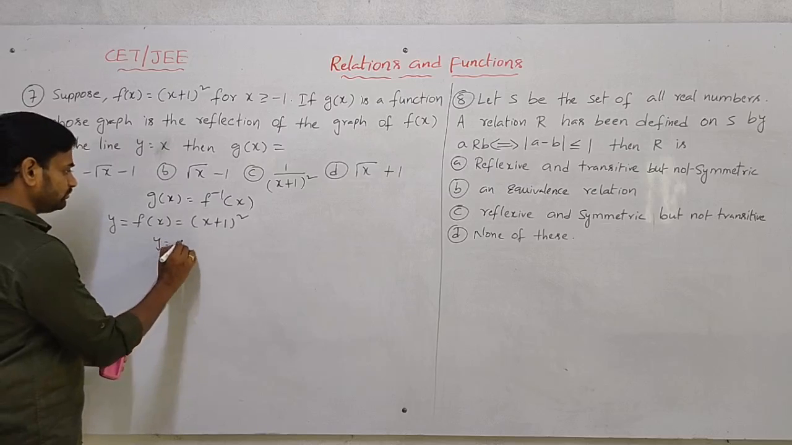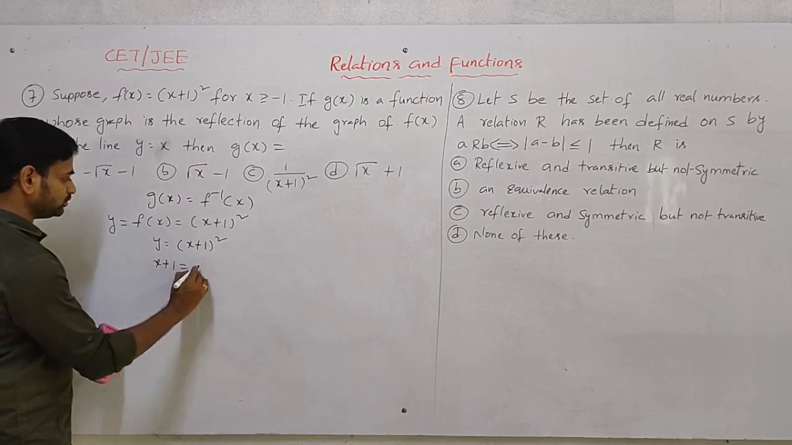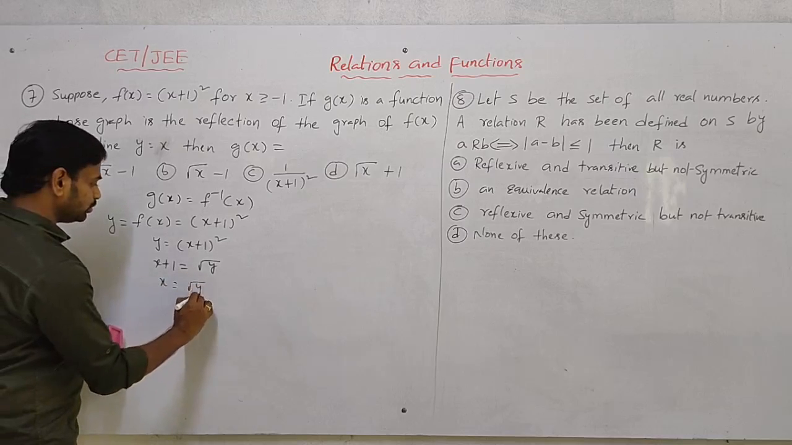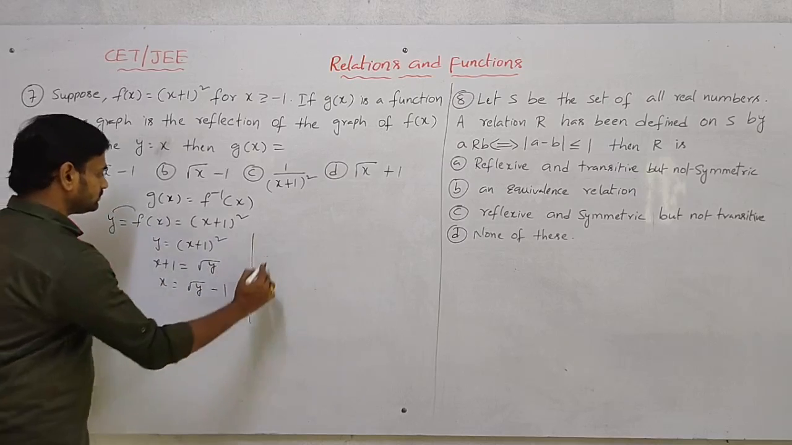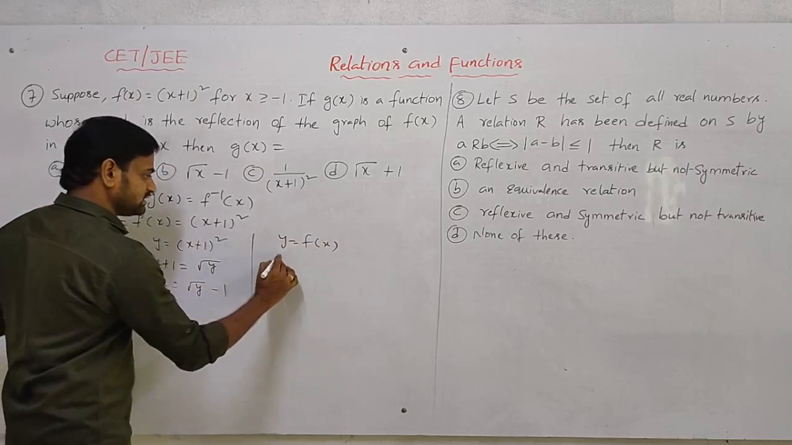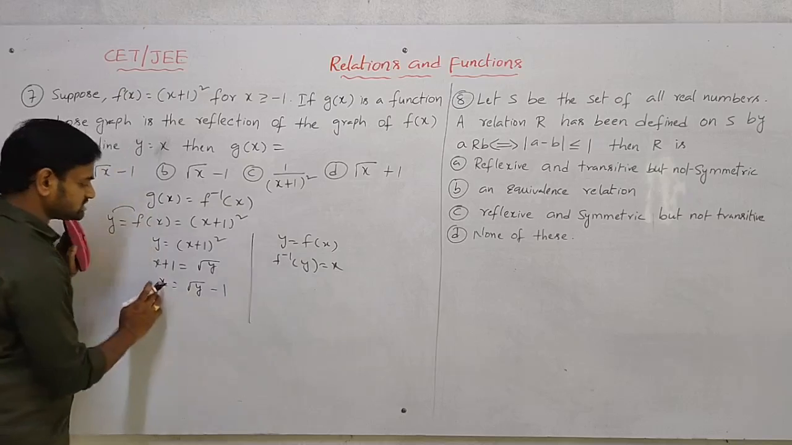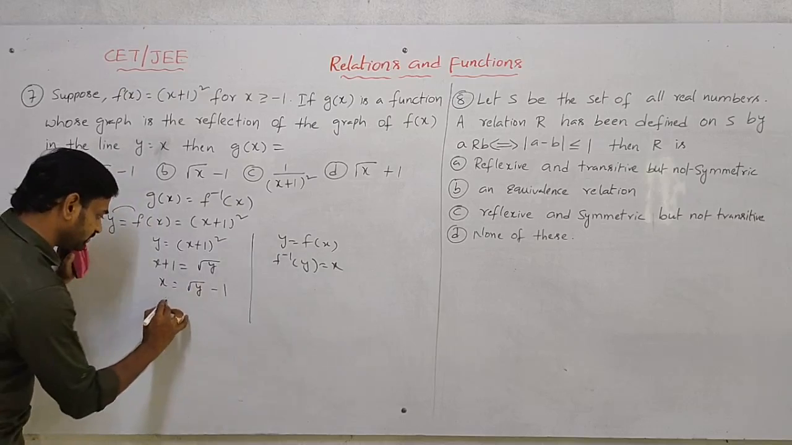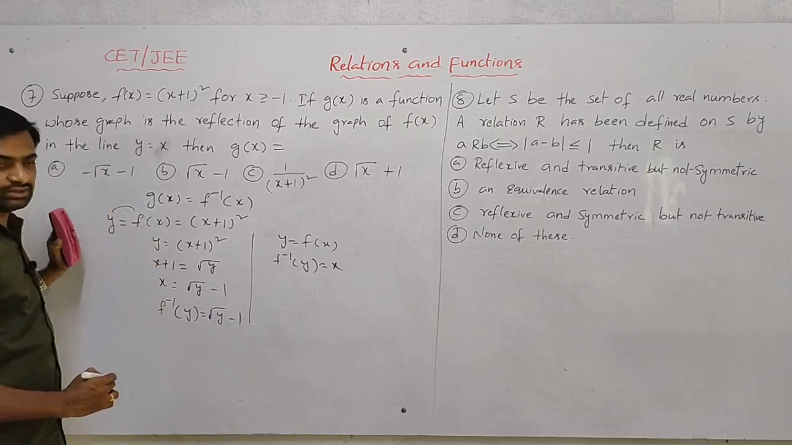So y equal to (x plus 1) whole square. From this, x plus 1 is equal to root y. From this, x equals root y minus 1. So if you take y equal to f of x, send f to this side, that is f inverse of y is equal to x. Both x's are same. That is f inverse of y is equal to root y minus 1.